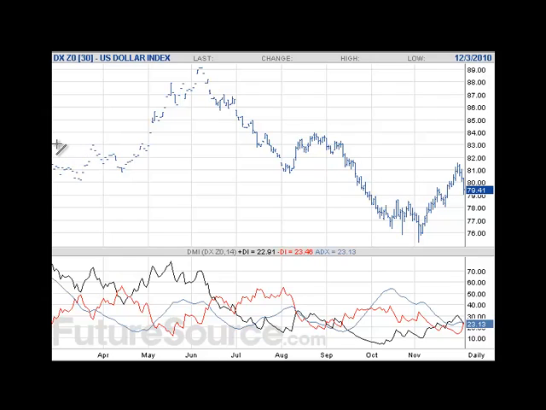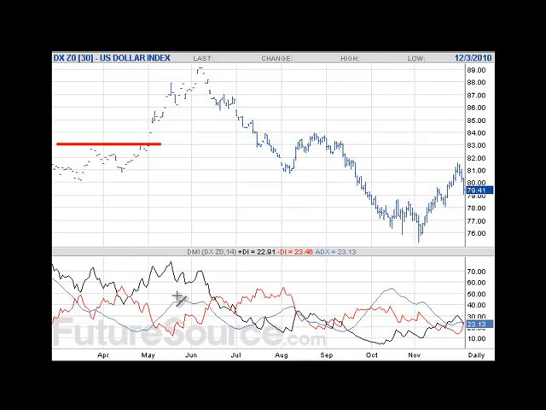Here we have the US dollar, and back here in May, it broke resistance. The ADX was falling during this whole time that the US dollar was going sideways. ADX is falling. So a falling ADX most of the time means there's no trend. The only time that is not true is when markets reverse, and we'll get into that here in a minute.